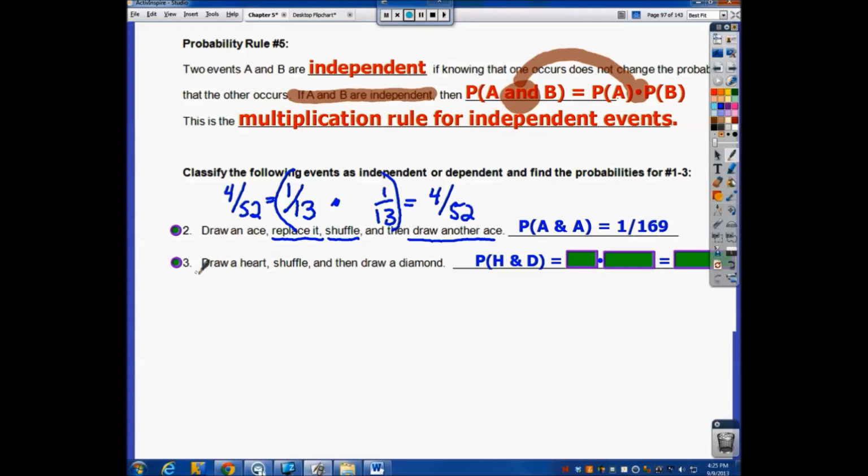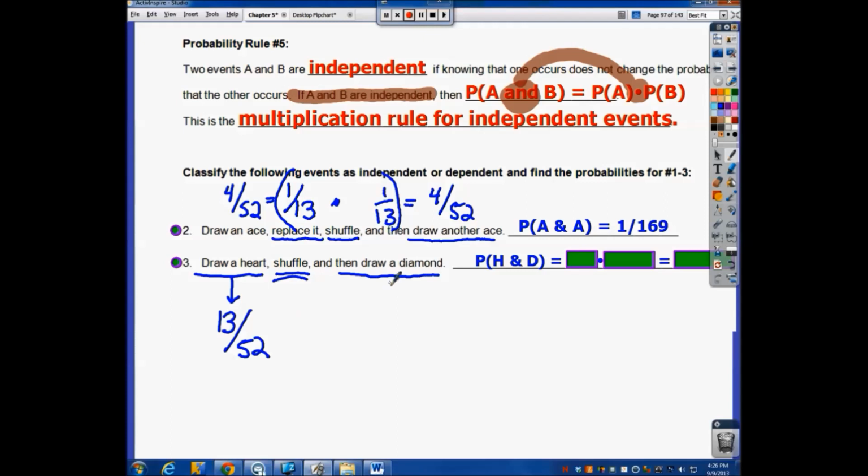Okay? So number 3 here, it says draw a heart, shuffle, then draw a diamond. So I want to find what's the probability of getting a heart and a diamond. Well, first off, are these two events independent? So if I drew a heart, and then I shuffled the deck, and then picked another card. Well, what's the probability that I drew a heart? Well, there's 4 suits times 13 of each of those suits. So I have a 13 out of 52 chance of pulling a heart. But notice there's one little difference here compared to the ace problem. I don't put the heart back.